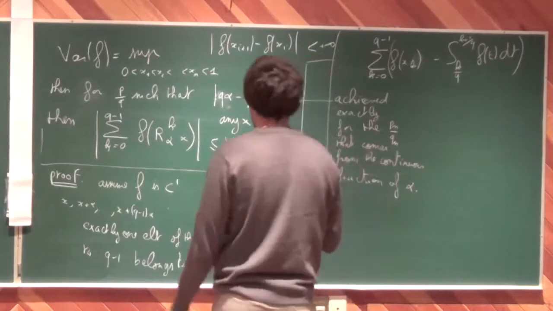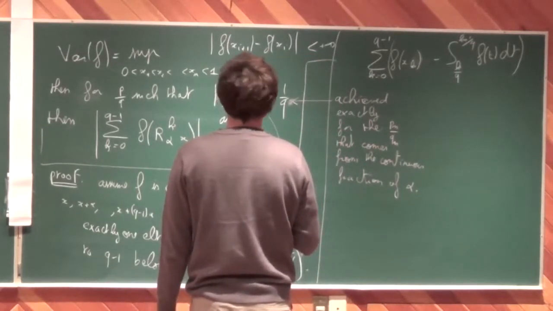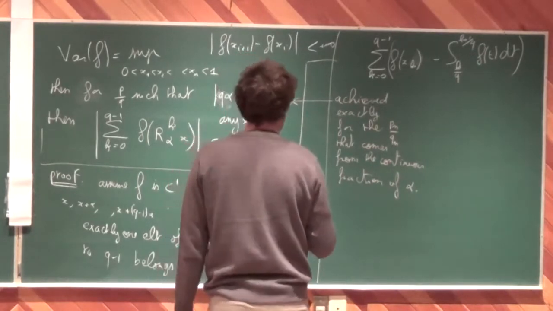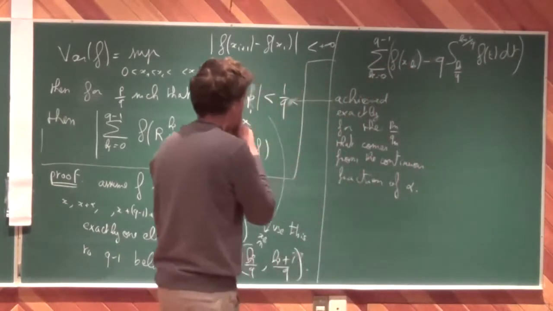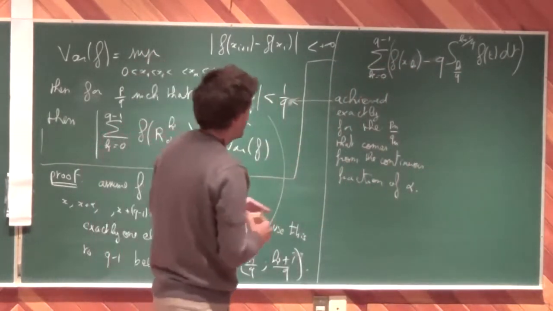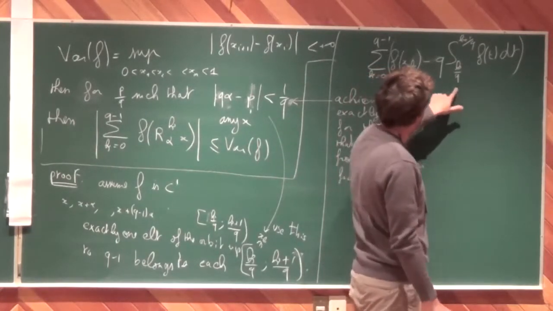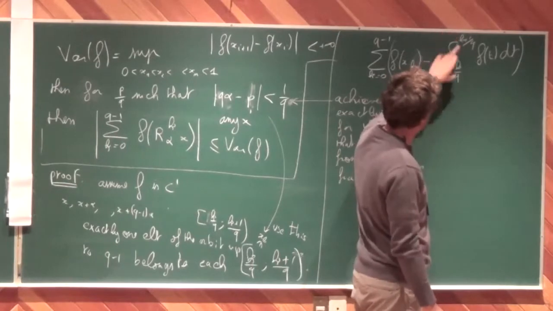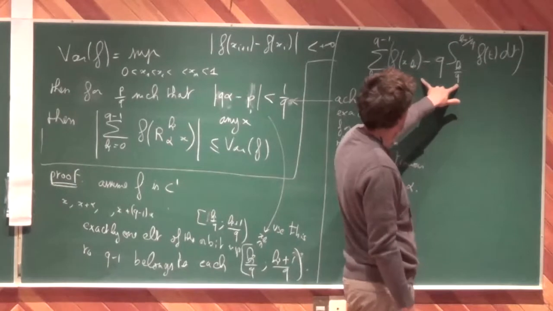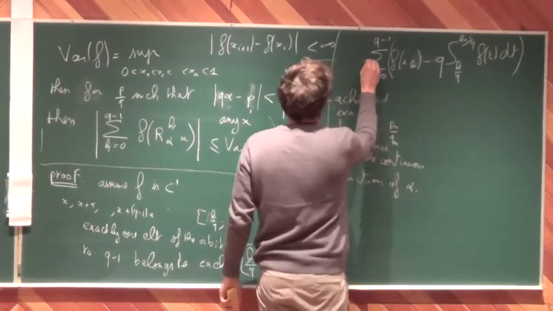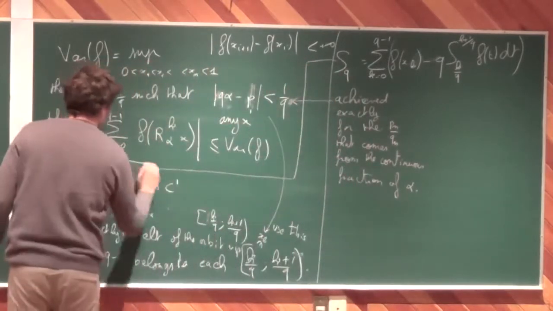And what I want to do is something else. It is quite natural to compare those two quantities, because this is roughly f of x_k times one side of the interval, which is 1 over q. So if I multiply by q, this should be really small. And this is equal to the sum I want to study. So let's call it S_q. This is S_q.